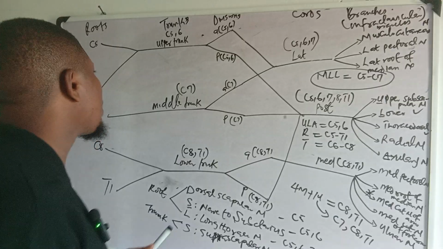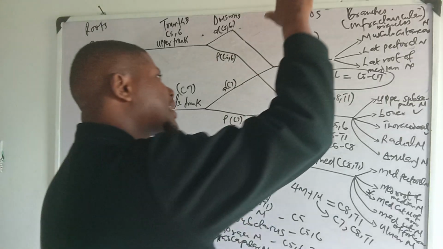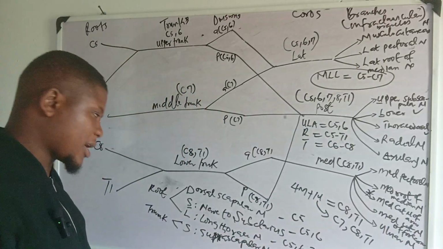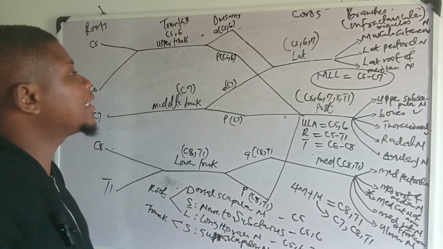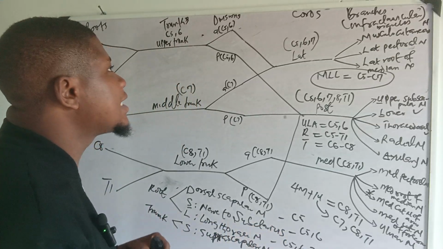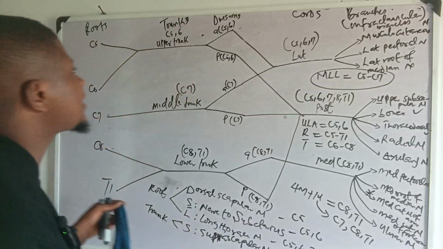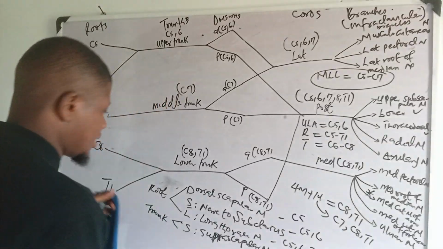So I think we are done with it. So how many branches do we have in total? We have 13 infraclavicular branches and 4 supraclavicular branches. Do you understand? Okay. Then the next thing is for us to actually know what these nerves supply.